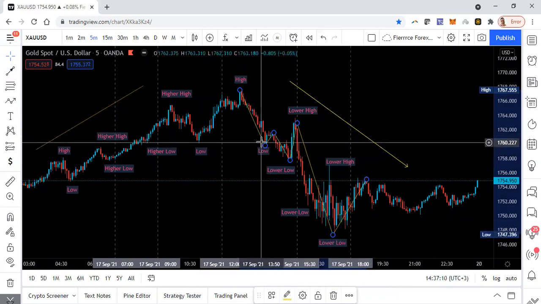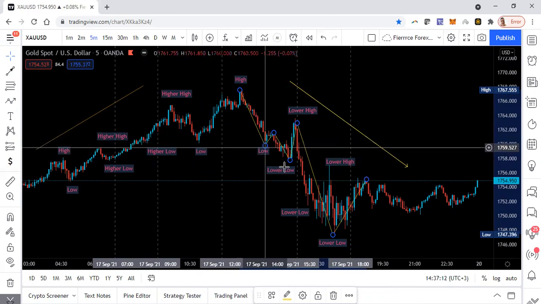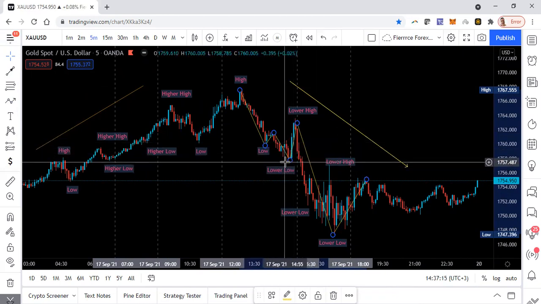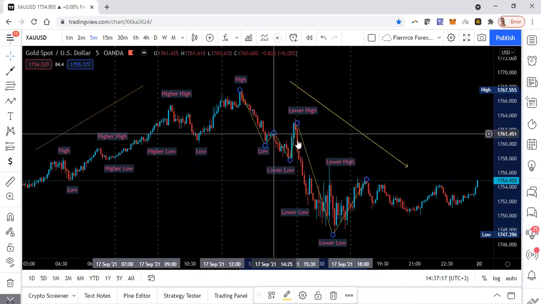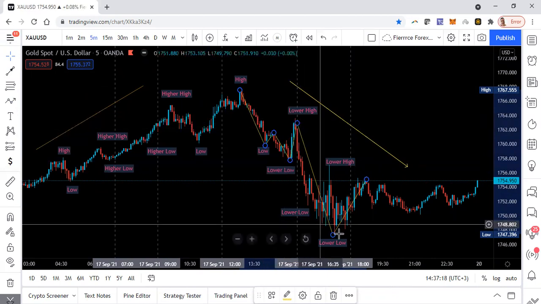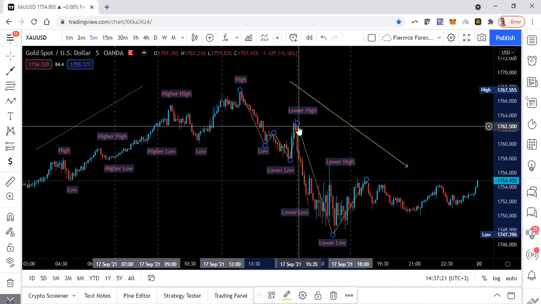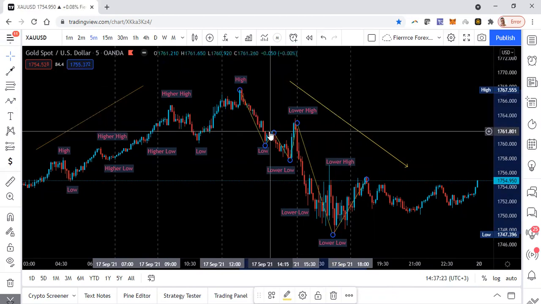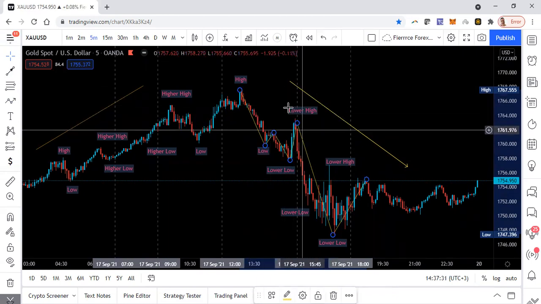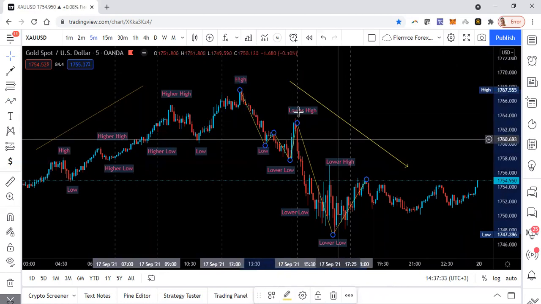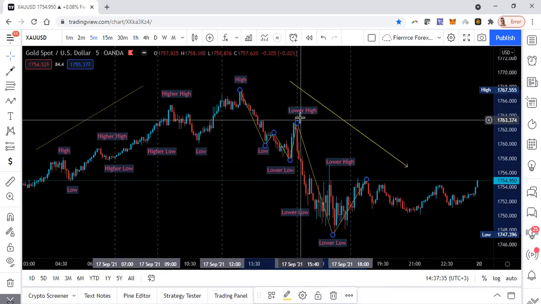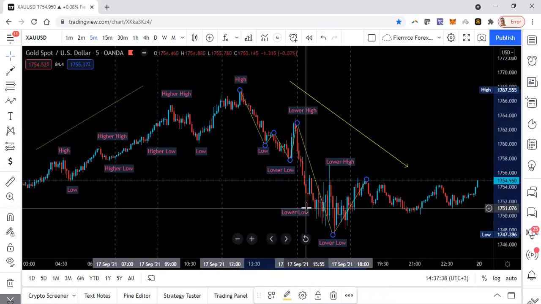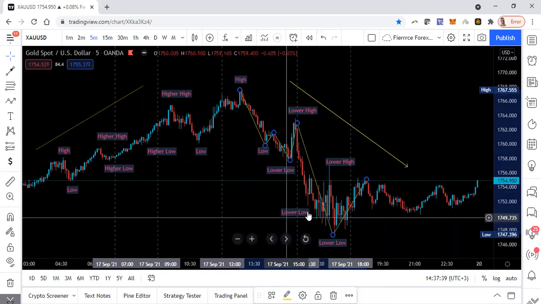This could also be a swing low, okay? This could also be a swing low vis-a-vis this swing high. This could be a swing low here vis-a-vis this swing high. So as the highs and lows keep changing, they interchange in terms of the swing highs and swing lows. So in as much as this is a lower high, it is also a swing high vis-a-vis this low here, which is also a swing low.